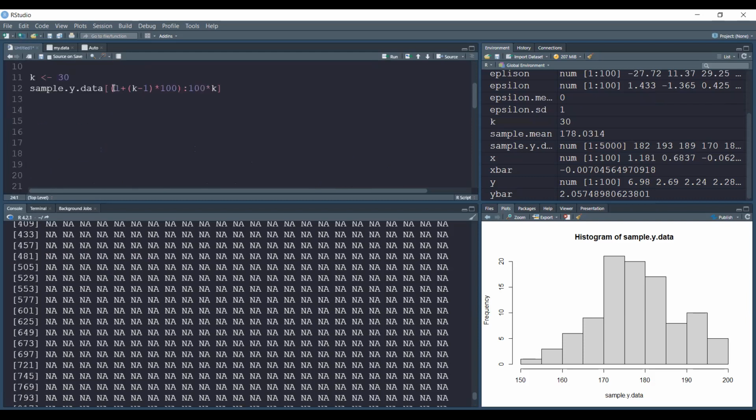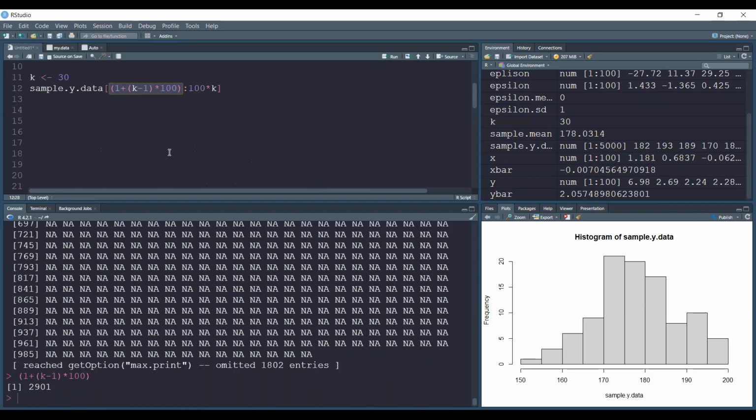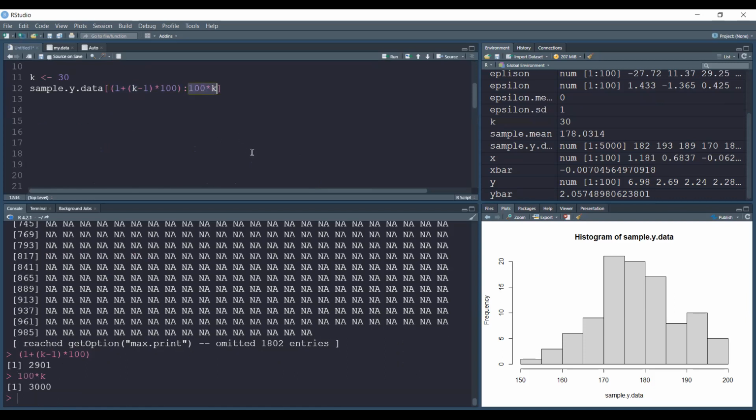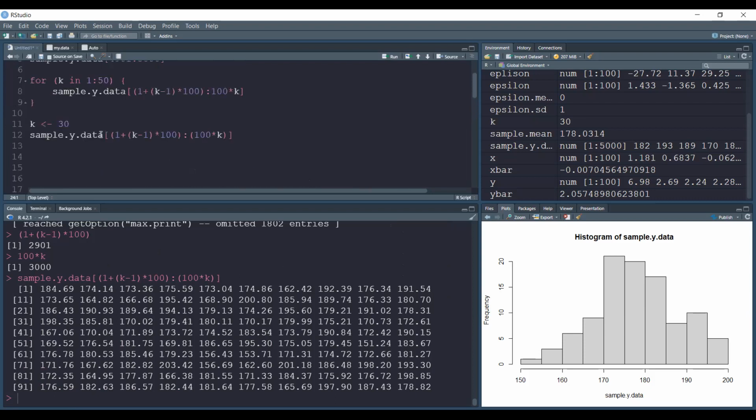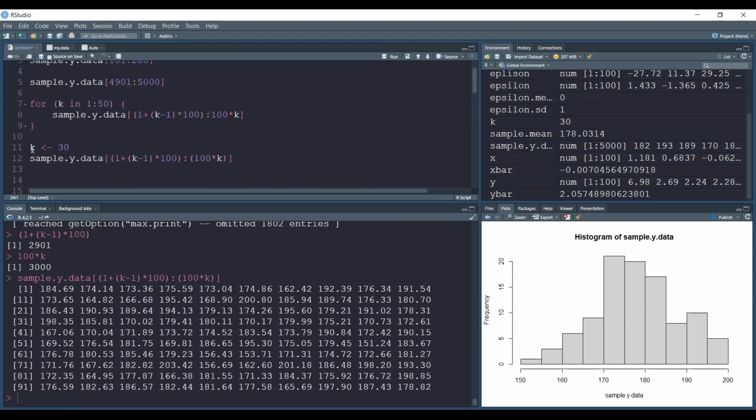We've got a lot of NAs. So let's see. What does this evaluate to? If that evaluates to 901, that looks fine. This evaluates to 3000, that looks fine. I think it's just the way maybe I've typed it over here. Maybe I need brackets as well. Oh, great. See, in a way you're kind of debugging your code. You're taking a specific one and you're seeing, does it work?